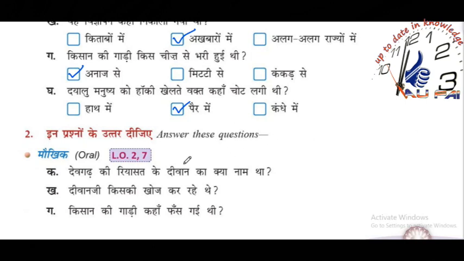So we already know each lesson has some learning objectives. This one also has them. Here are objectives number 2 and 7. 2 is collaboration and 7 is global awareness.